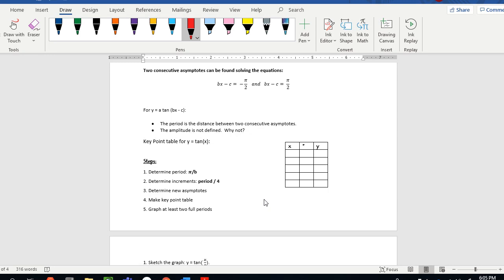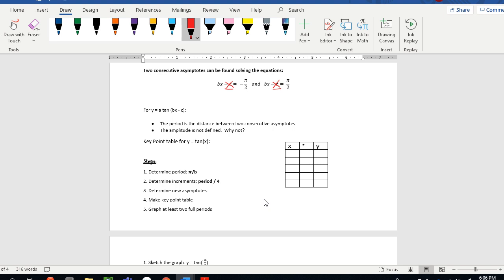Okay, so I want to mention something right here. Yes, this is video 2. I have this right here that bx minus c equals negative pi over 2. I have told you all ahead of time that I am not going to have a shift. So this c right here is my shift. So if I don't have that and it's taken away, that means bx equals pi over 2.